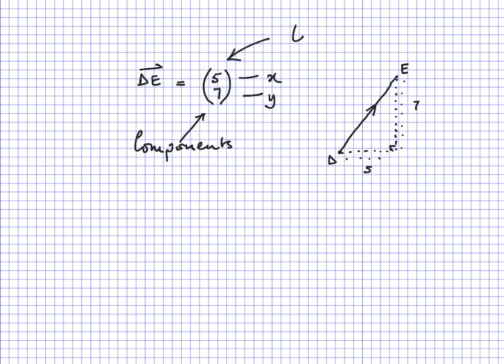Now this is what we call a column vector because the components are given one above the other. You'll notice that we don't have any lines separating the two numbers like this. It's not a fraction.